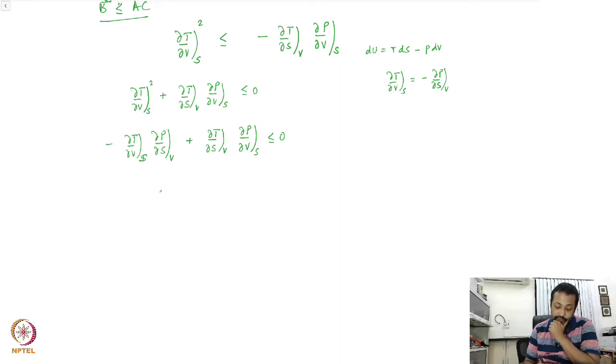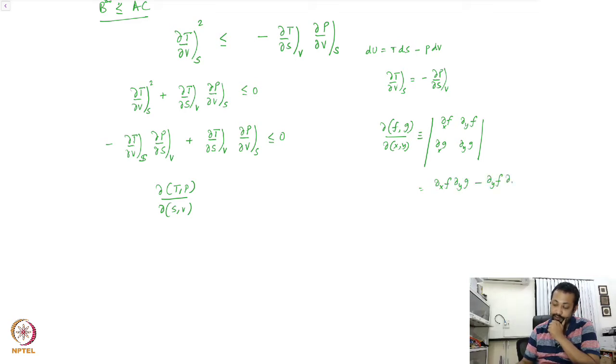Now can you see that this is del of (T, P) over del of (S, V)? Why? Because if you just remember the Jacobian, del of (f, g) over del of (x, y) is equivalent to del x f del y g minus del y f del x g, where del x is taken with y held constant and del y is taken with x held constant.